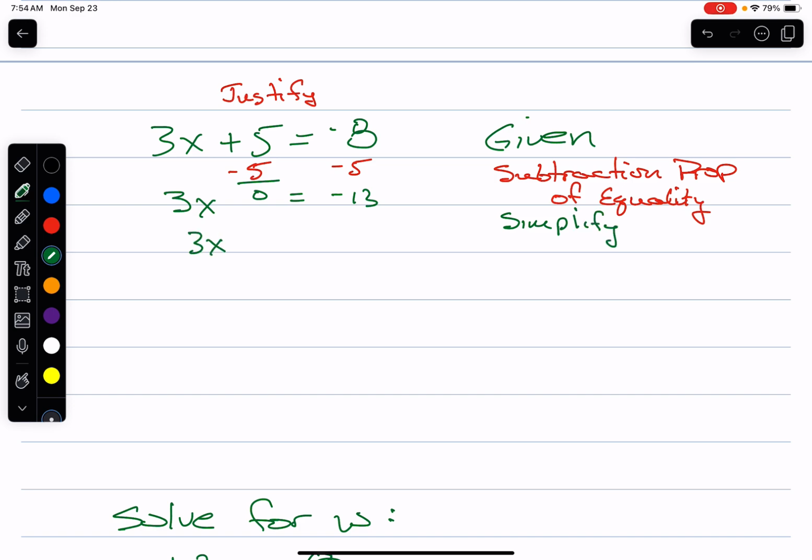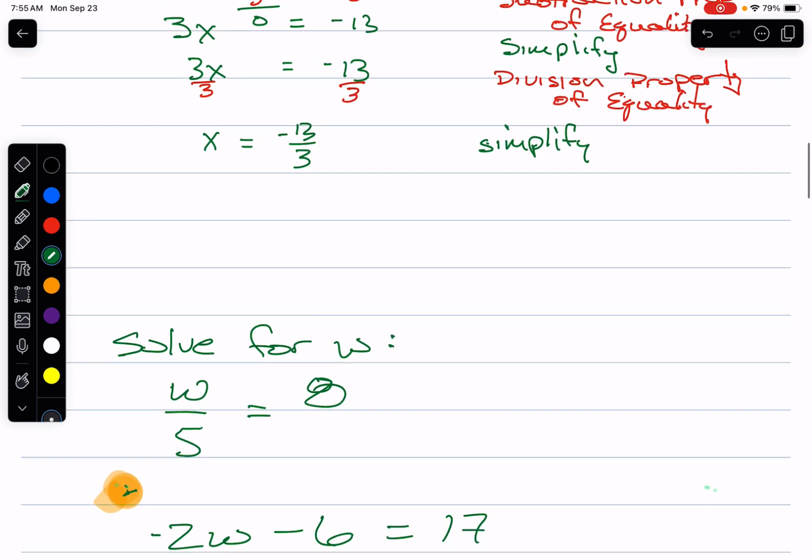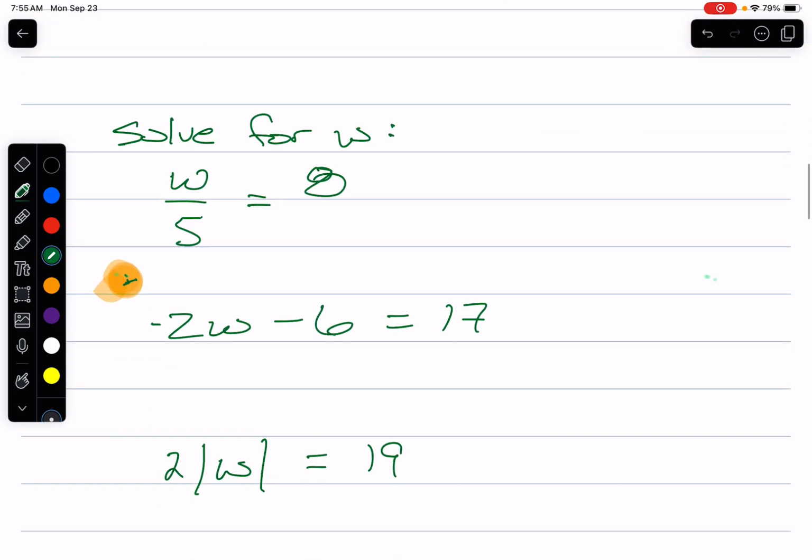So what do I have? I got 3x equals -13. Okay, I'm going to divide by 3. That's the division property of equality. And if I end up with x equals negative 13 over 3, that is called simplify. Okay, notice I worked with the plus 5 first. We always get rid of the addition and subtraction first. Okay, just a couple reminders here when you see some things.